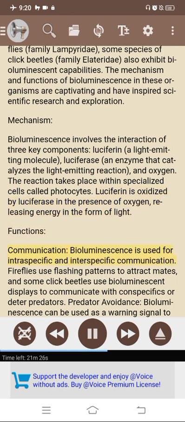Functions. Communication. Bioluminescence is used for interspecific and intraspecific communication. Fireflies use flashing patterns to attract mates, and some click beetles use bioluminescence.